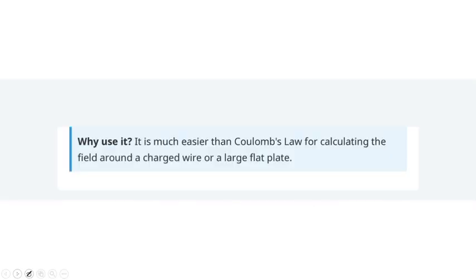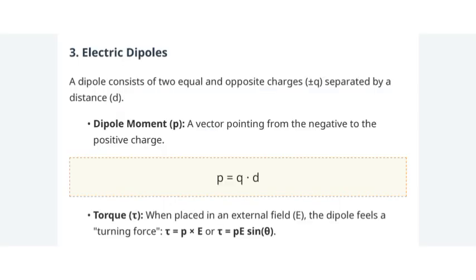All right. So why use it? You might see a question like that. Why do we make use of Gauss law? It is much easier than Coulomb's law for calculating the field around a charged wire or a large flat plate. Please take note of that. All right. So for electric dipoles, a dipole consists of two equal and opposite charges separated by a distance.